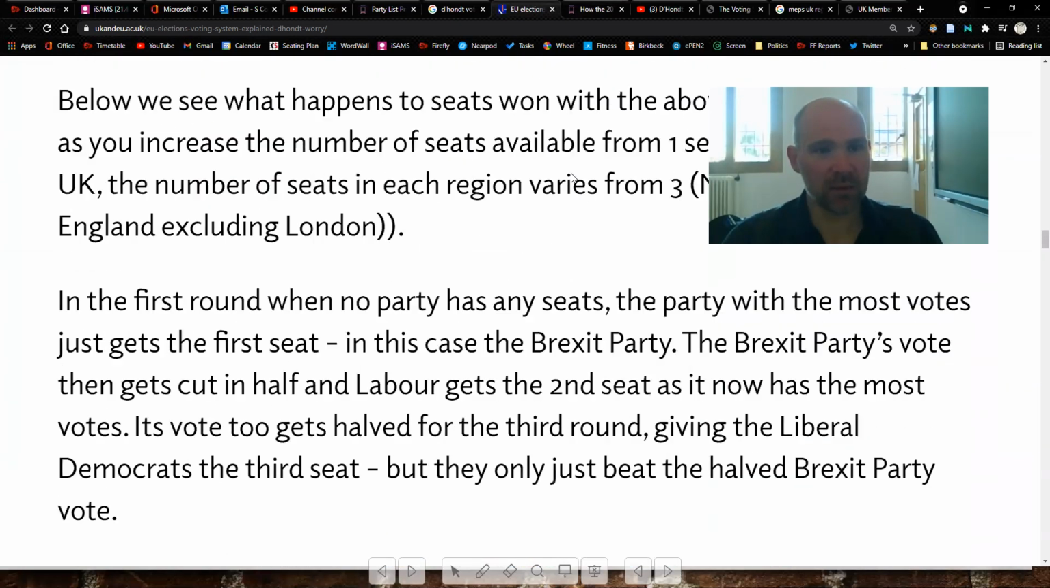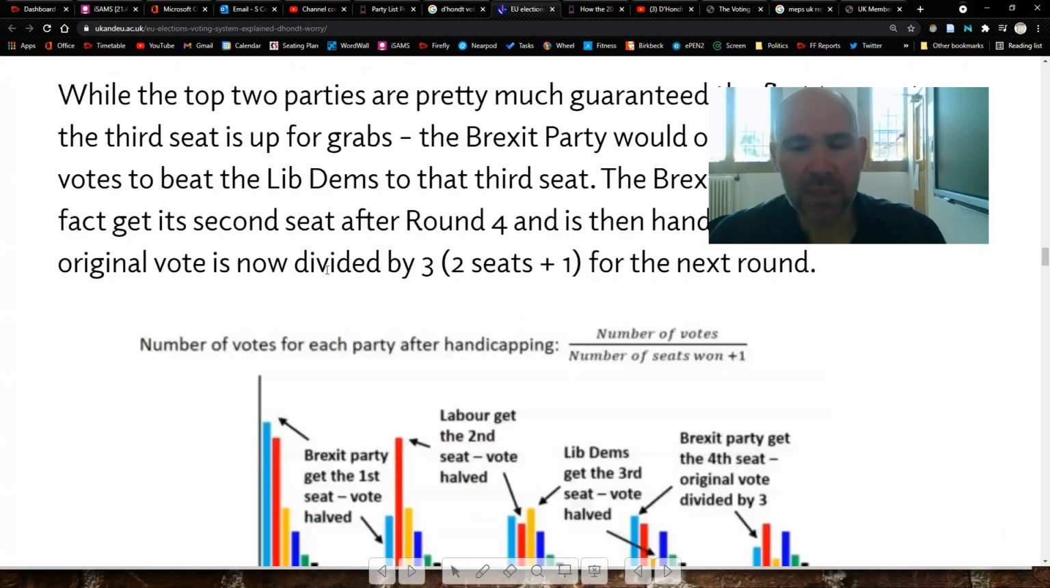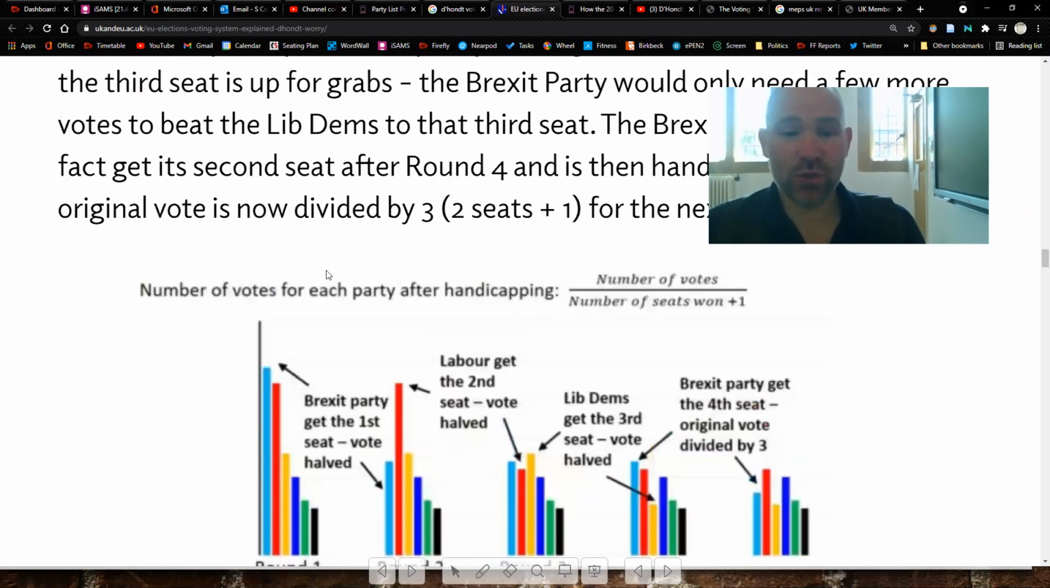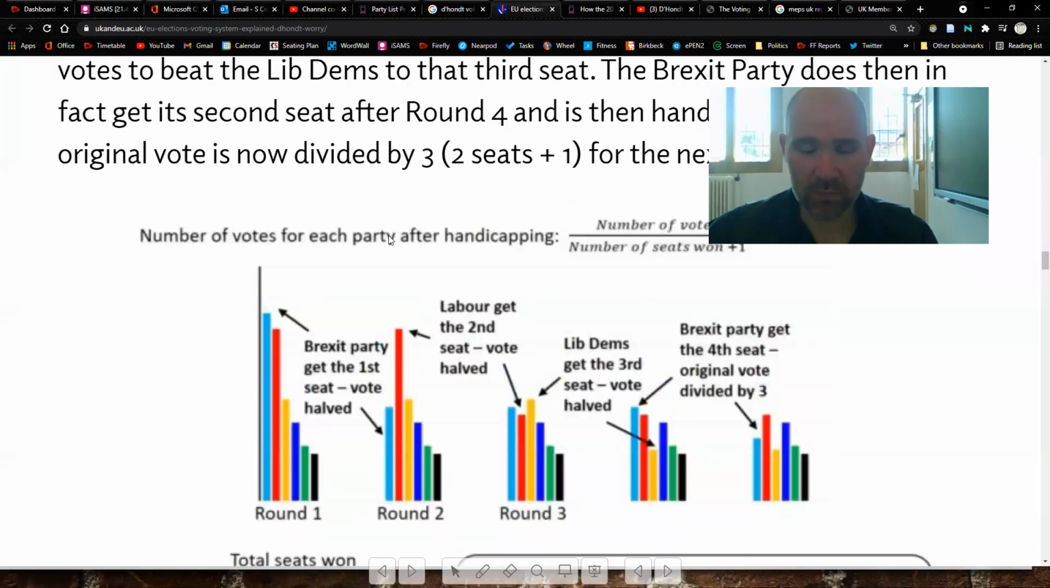D'Hondt is spelled like this, and he was a Belgian mathematician. He died in 1901, so this system's been around for quite a long time. Essentially, what you do is you divide the number of votes that a party has by the number of seats they have plus 1. So let me explain what we do.